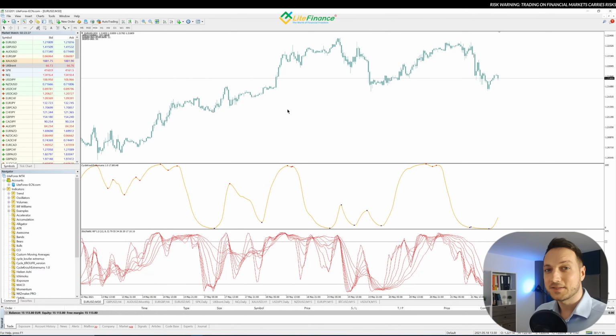This system was introduced in 2007 on one of the trading forums. It offers an unusual way of using the stochastic oscillator, so let's jump into the MetaTrader and see what it is about. Okay guys, so right now we are in the MetaTrader 4 platform, and as you can see this is a combination of two indicators, the cycle curve indicator and the stochastic with 8 stochastic lines, so it is not a usual stochastic indicator.